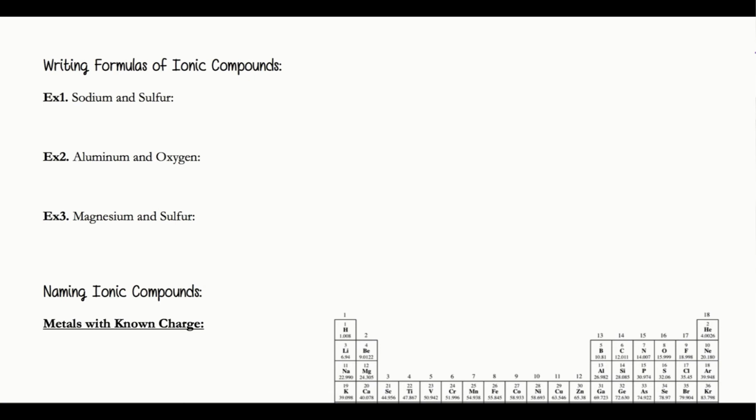So the first thing I need to do is figure out the charge for these two atoms when they form ions. So I've got sodium, which has a 1+ charge. And I'm going to write 1+ just for my own sanity. And then sulfur, when it forms an ion, has a 2- charge. And here's how I figured that out.